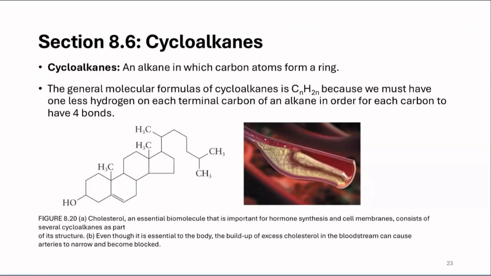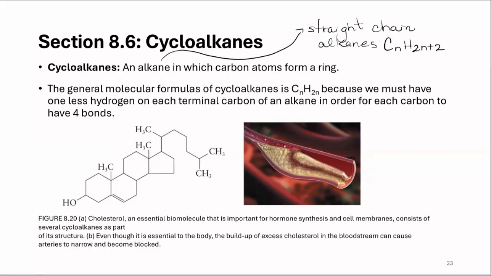We compare this to just straight chain alkanes, whose general chemical formula is CnH2n plus 2. And what this lets us know is that when it comes to cyclic alkanes, they have one less hydrogen on each terminal carbon compared to a straight chain alkane. In other words, every cyclic alkane has two fewer hydrogens compared to a straight chain alkane.